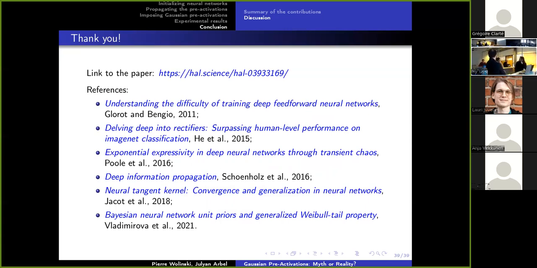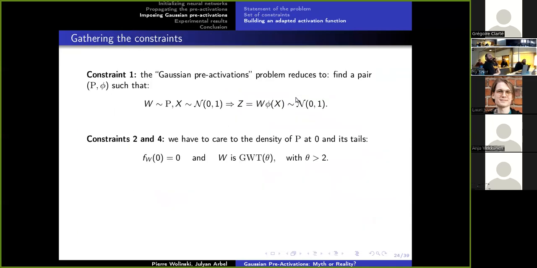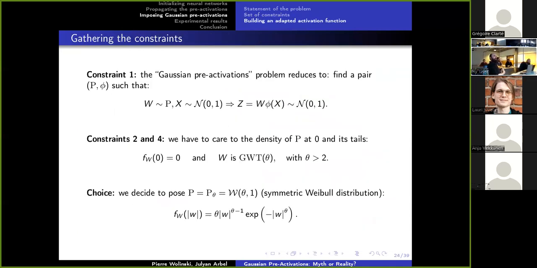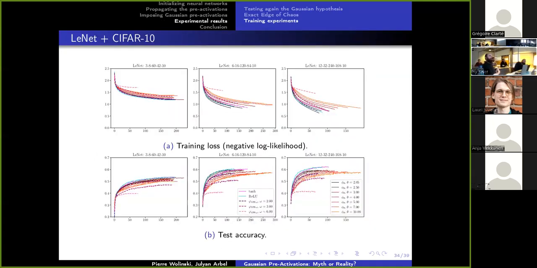Yes, I have a question concerning slide 34. Is it possible to return to it? 34, yes. So I maybe missed it, but which is the data set which is used to train? It's CIFAR-10, sorry. I forgot to say that. It's written at the beginning of the slide. Okay, I just missed the information.